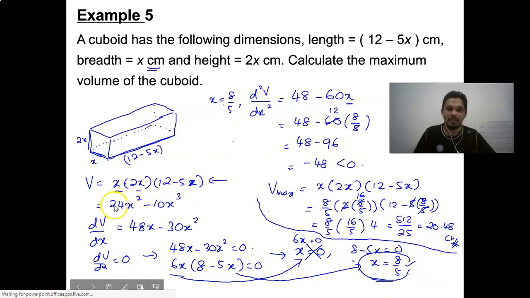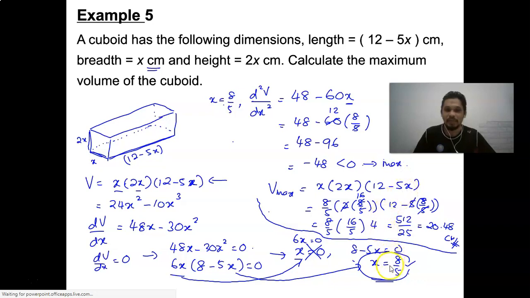So we need to consider everything before we decide what will be the equation of the V here, volume. And then from here, once we derive for the first time, then we derive for the second time, find the second derivative of V with respect to x. Okay, and then substitute the value of x equal to 8 over 5. We're not going to use a 0 here. Okay, so 8 over 5, then it is negative 48, which is less than 0. Then we come up with the conclusion that the volume is maximum.